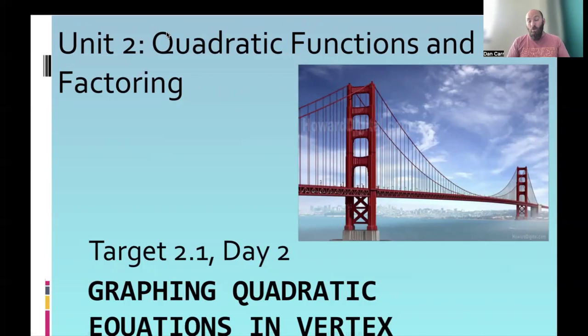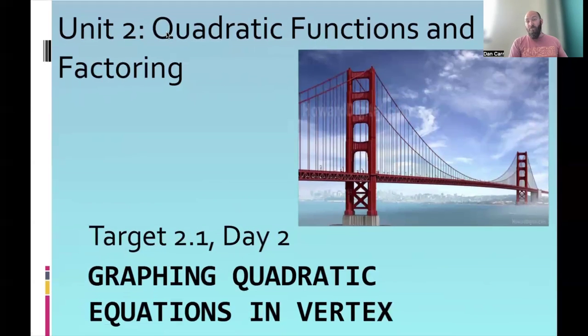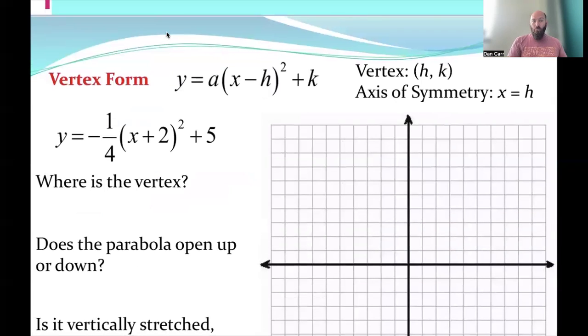Today we're going to be looking at 2.1 day 2. More graphing of our quadratics, but now we're going to do a different format of it. It's called vertex form. This is what vertex form looks like. It gets its name because it tells you a little bit what the vertex is. A times x minus h squared plus k. The vertex in this format is always the h and k.